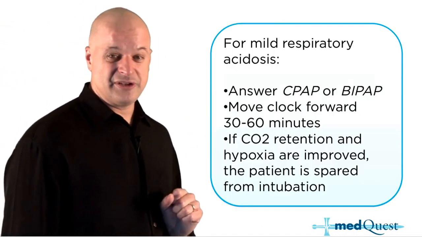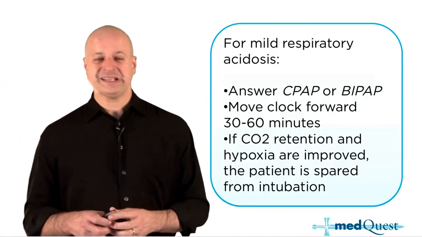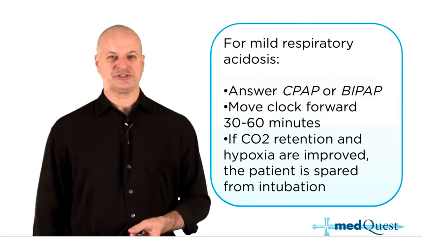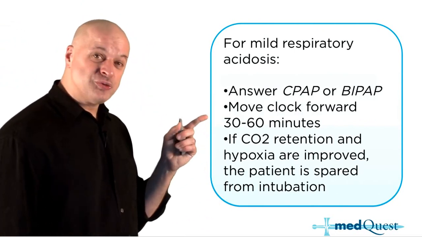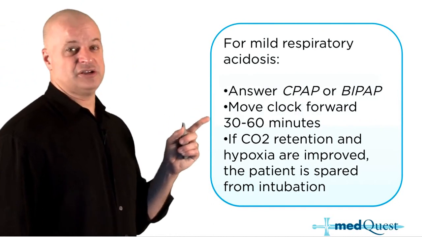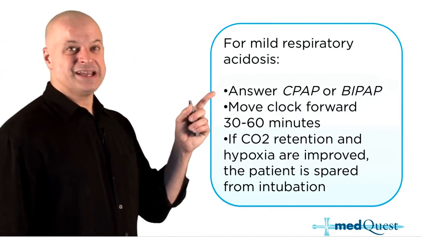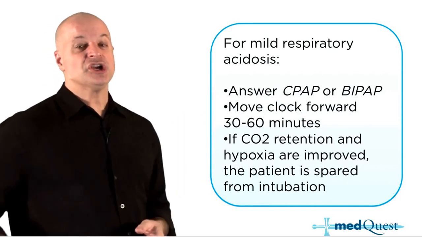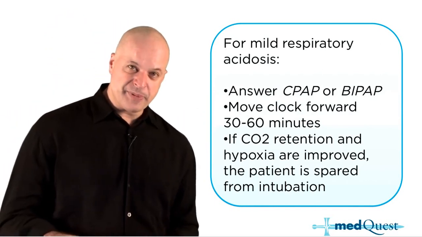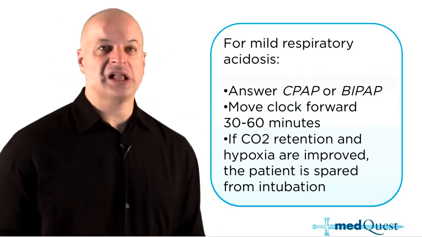Now, if there is some respiratory acidosis, you've got to increase the ventilation. And how you increase that ventilation is with CPAP and BiPAP. You increase the ventilation with CPAP and BiPAP, and you move the clock forward.